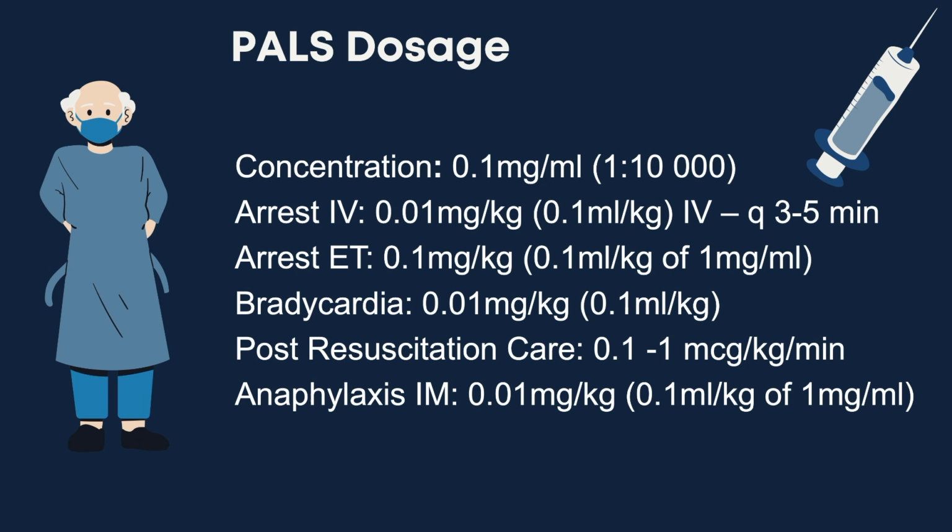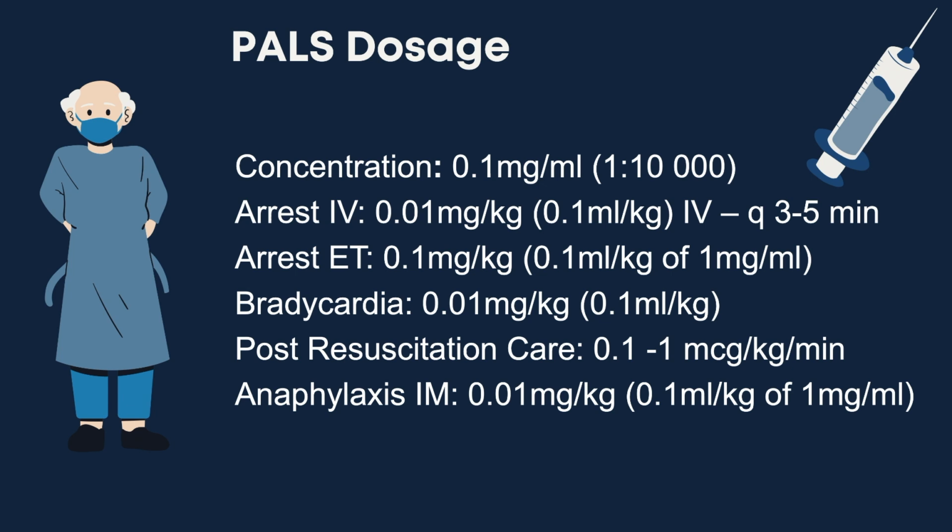For pediatric cardiac arrest, the IV/IO dose is 0.01 milligrams per kilogram or 0.1 mls per kilogram of the 0.1 milligrams per ml concentration. We can administer the epinephrine every 3 to 5 minutes during cardiac arrest, not to exceed the maximum single dose of 1 milligram.